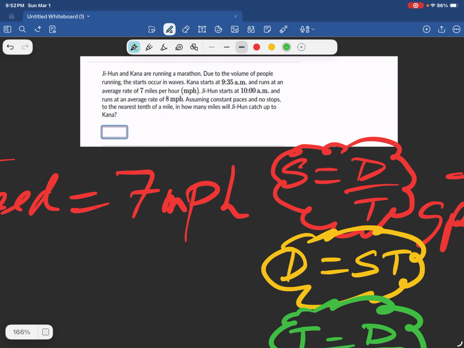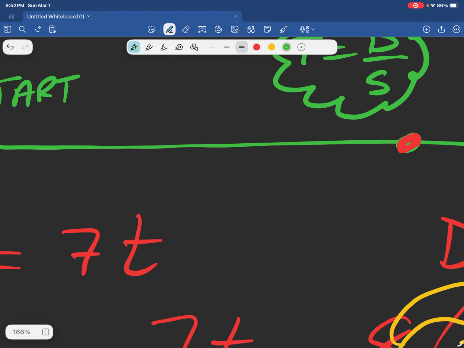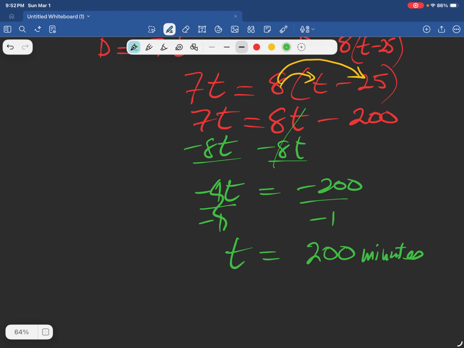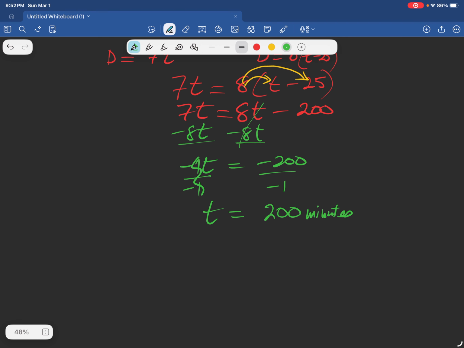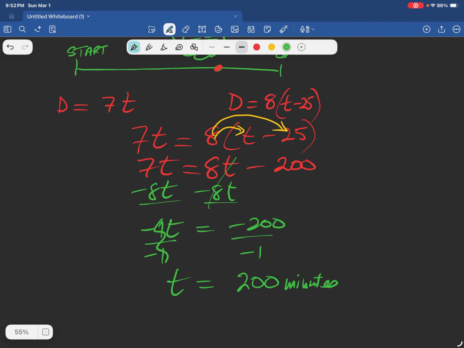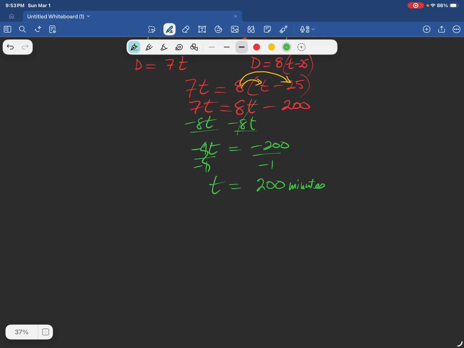Now, the question asked, assuming a constant pace and no stop, to the nearest tenth of a mile, in how many miles will Jihan catch up to Kana? In how many miles? So we need that distance d. Since we calculated the time, all we need to do is just substitute a time of 200 minutes into the equation. But there's a catch.